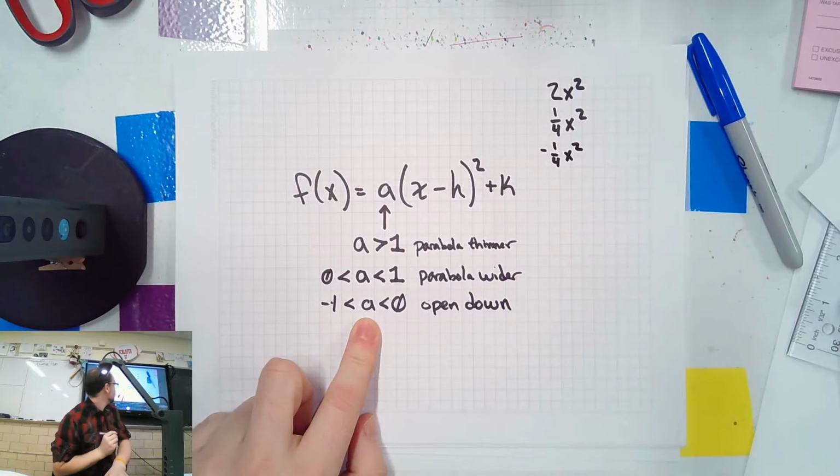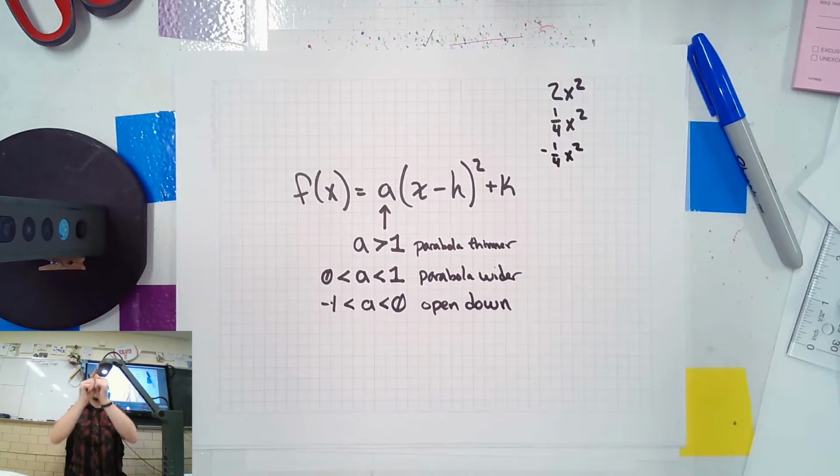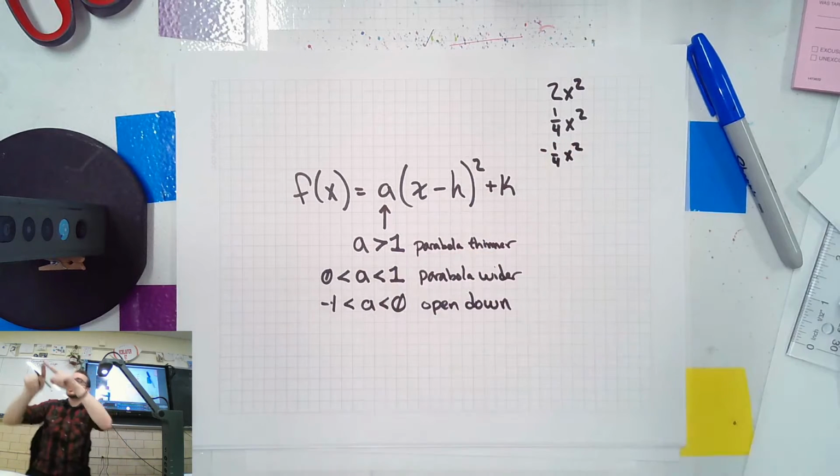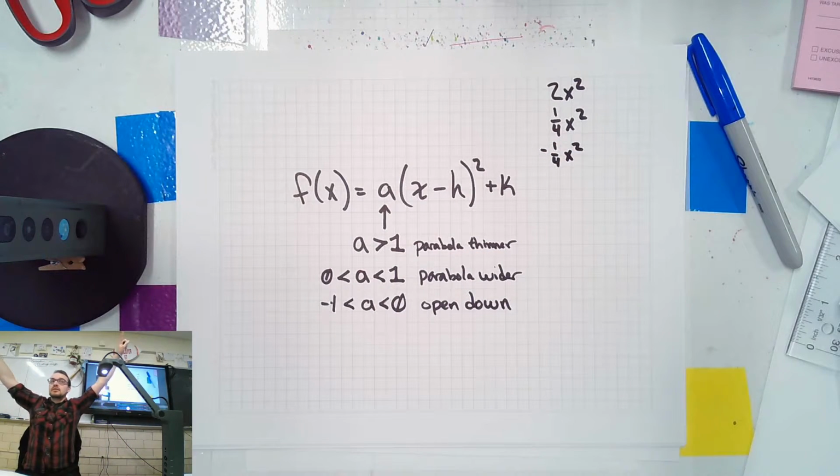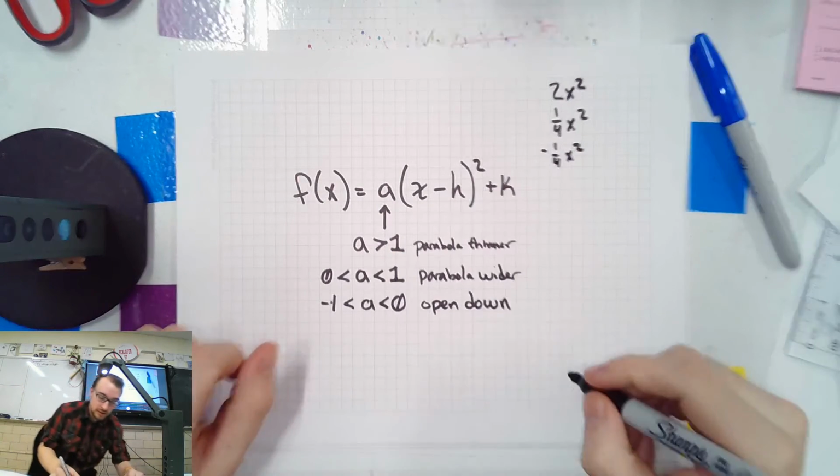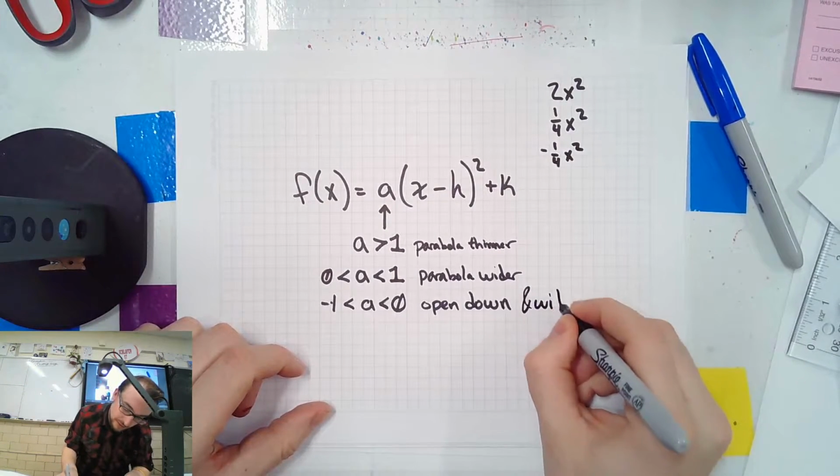So if I did that to it, a quarter makes it wide. So what's -1/4 going to do? It's going to go down and what? Wider, thin? Regular quarter is up and wide, right? So -1/4 is going to be what? Down and wide, right? Open down and wide. Okay.